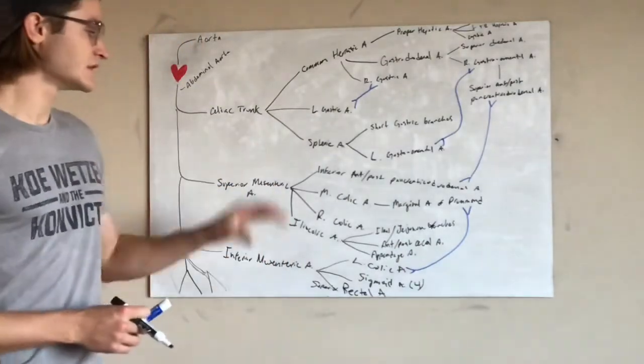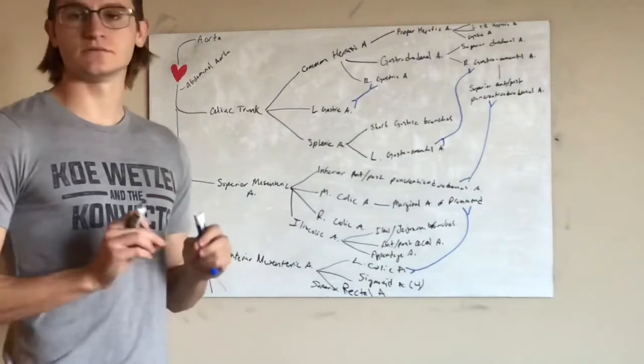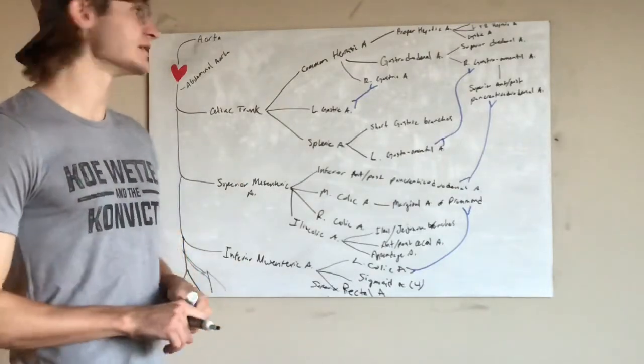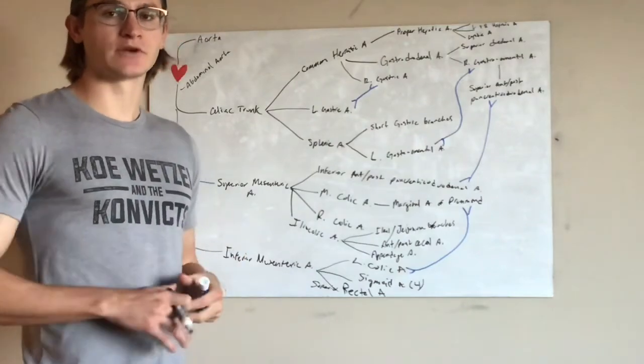But take a picture of this. You guys should be able to draw this out. If you can draw this out, you will be A-okay for test time covering the arteries of the abdominal cavity.